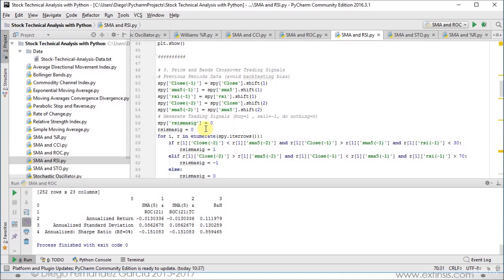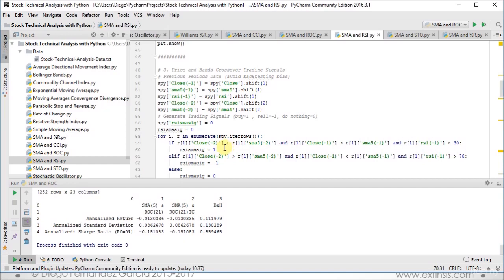For this, we create a variable with its same name, initialized at 0, which we're going to use within our for loop. for i, r in enumerate SPY iter rows. So it's going to go through all the rows within our data frame, and it's going to ask the following. If our second previous close price was less than the second previous simple moving average and previous period's close price was greater than previous period's simple moving average, and this is confirmed by our previous period's relative strength index being below 30, then our signal turns to 1, which is a buy signal.